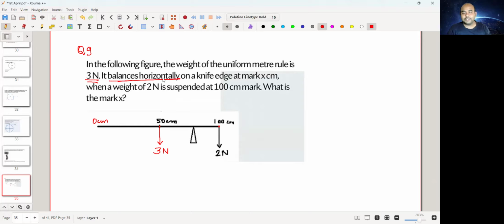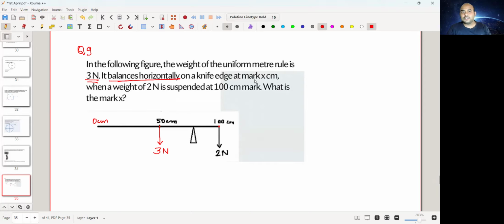So we will apply principle of moments in this question. So it balances horizontally on the knife edge at mark X centimeter. Okay, so you can see here is the knife edge, right? This triangle shows the knife edge, which is the pivot. And at which mark is it? It is X centimeter. Okay, it is said in the question that this mark at which the pivot is present is X centimeter. Now, this is balancing horizontally, when this weight of 2 Newton is suspended at 100 centimeter mark. So that is already shown in the figure. You can see that 2 Newton weight is shown at 100 centimeter mark. So this is the system, this is the arrangement, and this rule is perfectly balanced right now.